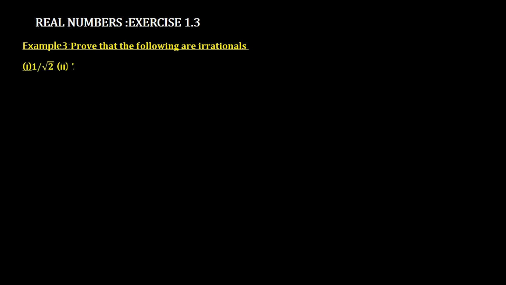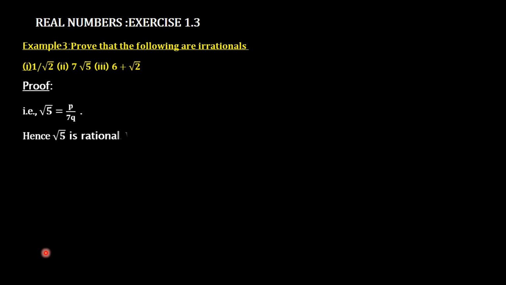So we are proceeding with our second question. That is, root 5 equals P by 7Q. Then what next? If root 5 equals P by 7Q, P an integer, 7Q an integer, 7Q not equal to 0, then what is next? Hence root 5 is rational. Okay, which is a contradiction to the fact that root 5 is an irrational number.